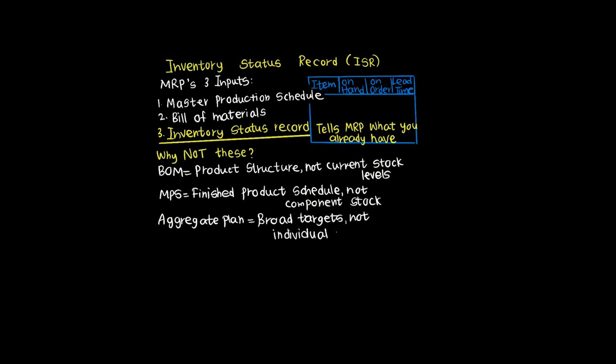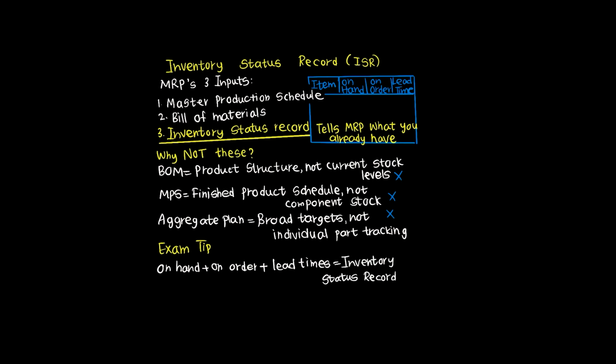Here's a WGUC 215 OA exam tip for you. When the question asks about current stock on hand, scheduled receipts, or lead times for components feeding into MRP, that is the inventory status record. Quick recall hook, ISR equals I know what's in stock right now.